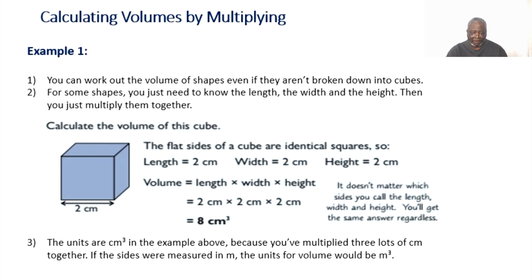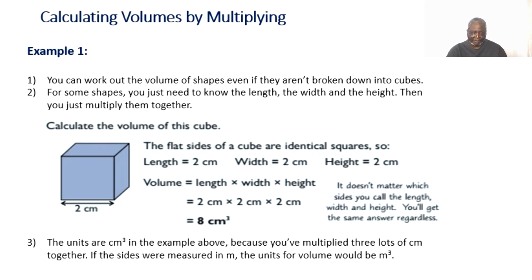The flat sides of a cube are identical squares. So, the length is 2 centimeters, the width is 2 centimeters, the height is 2 centimeters. So the volume will be equal to the length times the width times the height. It doesn't matter which side you call length, but usually we use the side of the cube as the length and the front as the width, and the height obviously as the height.